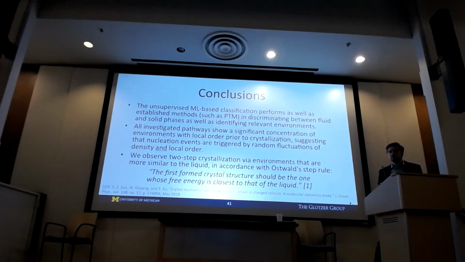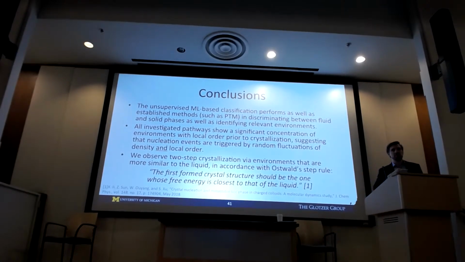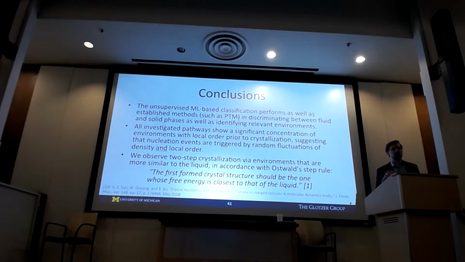And then finally, we saw that the crystallization processes are two-step processes. There's usually some kind of intermediate environment that is more similar to the liquid than the final crystal structure that will have a local maximum before the final crystal structure is then completely stretching over the bulk. This is in accordance with Ostwald's step rule, where it was hypothesized that structures that are more similar to the liquid will crystallize first because their free energy barrier is lower.